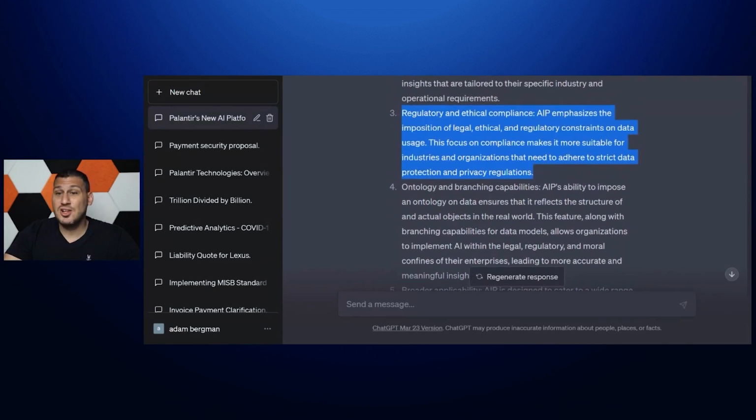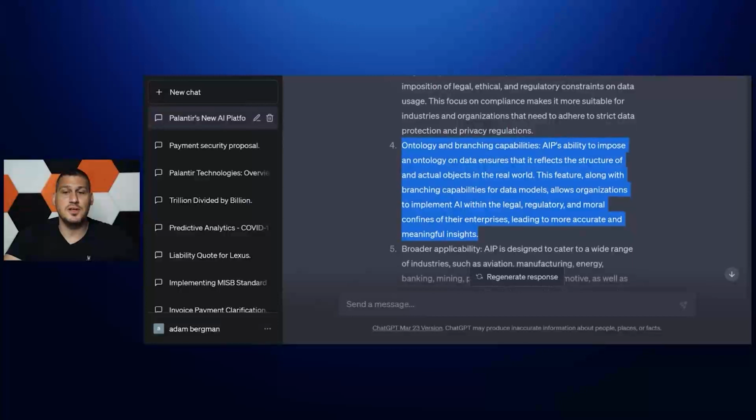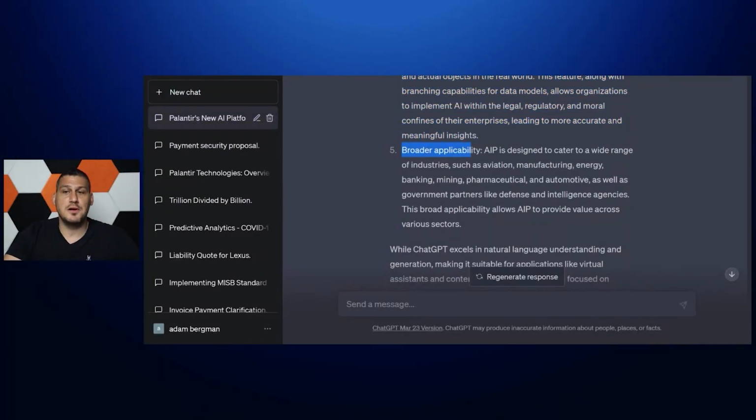Basically, every single government and every single Fortune 500 company. The ontology and branching capabilities. AIP's ability to impose an ontology on data ensures that it reflects the structure of the actual object in the real world. This feature, along with branching capabilities for data models, allows organizations to implement AI within the legal, regulatory, and moral confines of their enterprises, leading to more accurate and meaningful insights and broader applicability.